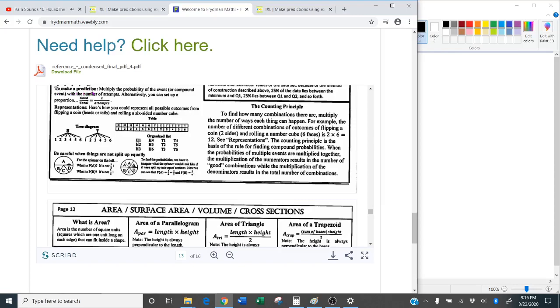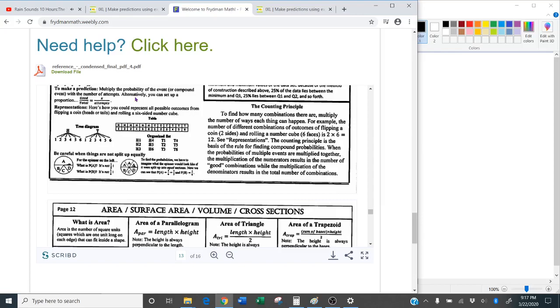To make a prediction, we're going to multiply the probability of the event. So that means the first thing that we need to do is actually find the probability of the event. And then once we have that probability, we take that probability and we multiply it with the number of attempts. And this also works for compound events, which we haven't talked about yet. But anyway, it's very simple. We take the probability and we multiply it by the number of attempts.